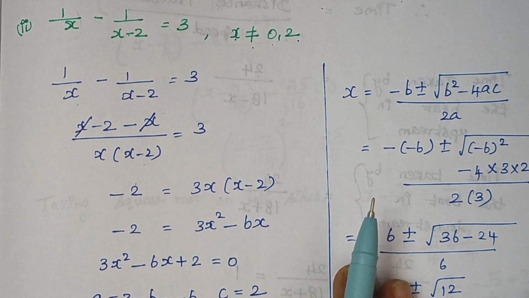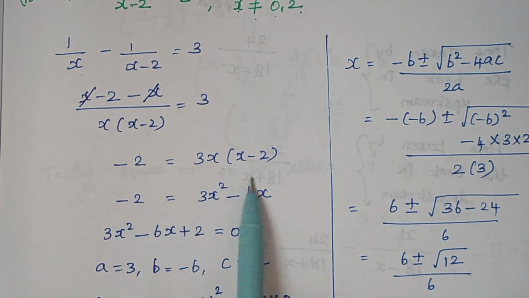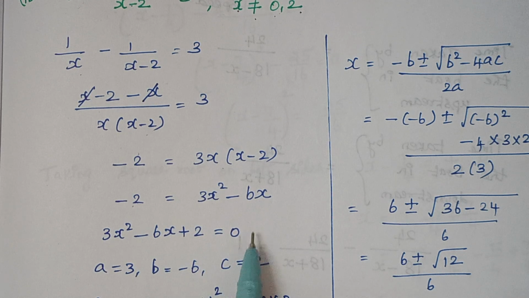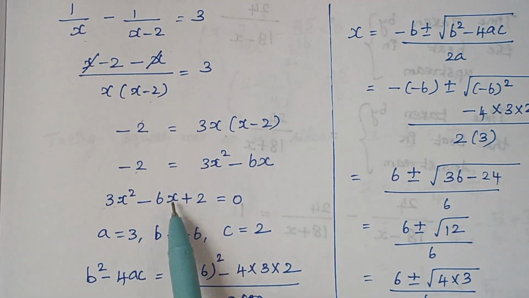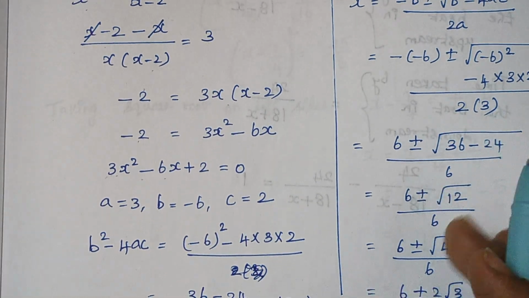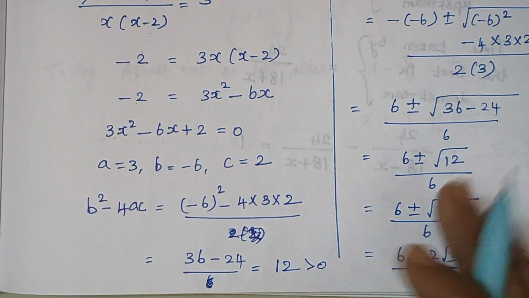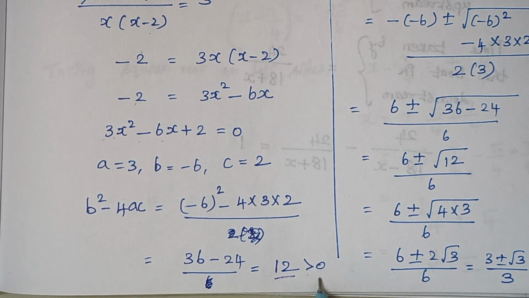Again when you rearrange the terms, here we have 3x square minus 6x. I am moving this minus 2 to the right hand side, so plus 2 equal to 0. Now the values of a, b and c are: a is 3, b is minus 6 and c is 2. So just substitute the values here. Once you substitute, we get the answer as 12. Right. So the value 12 is greater than 0.